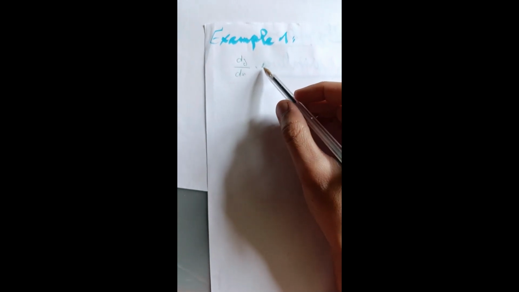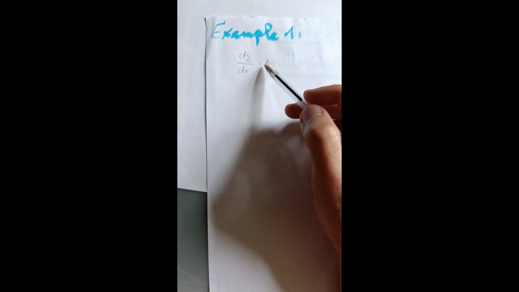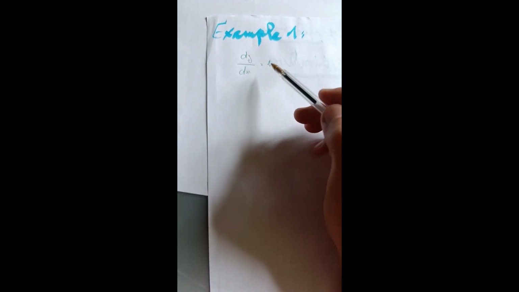So in example 1, they asked you to find the antiderivative, or the general solution, for the differential equation dy over dx equals 2. This is the same as asking you to find the general solution for the antiderivative, which we saw earlier, which is this form here.